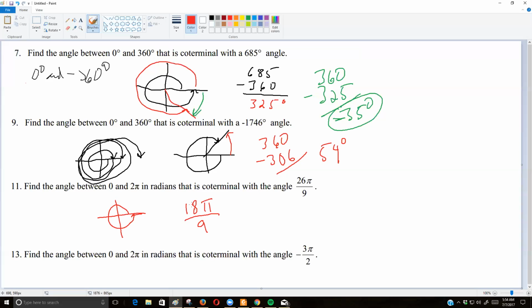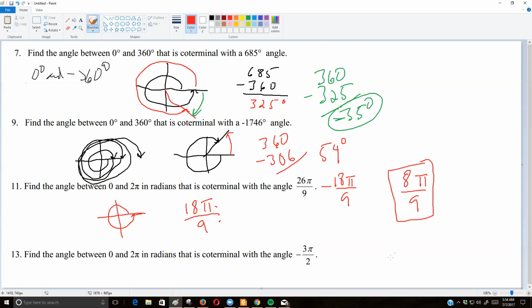Now what I can do is I can just subtract that. Let's see, what's 26 pi over 9 minus 18 pi over 9? So let's see, 26 minus 18 is 8, I believe. And 8 pi over 9 is less than 1 revolution. Remember, 1 revolution is 18 pi over 9. So that's going to be my coterminal angle that's between 0 and 2 pi.